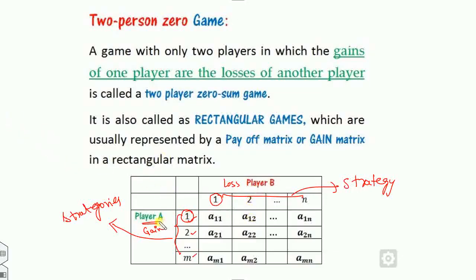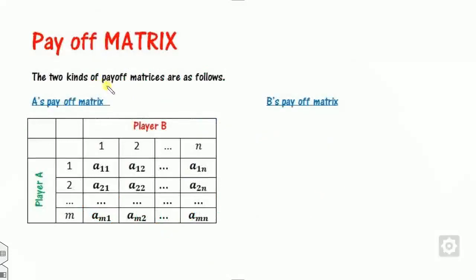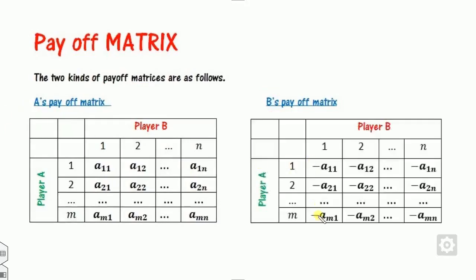Since there are two players, we have two types of strategies, or two types of payoff matrices. One is with respect to A, the second is with respect to B. Since we are talking about a two-person zero-sum game, if this is a payoff matrix for player A, then what is a win for A is a loss for B. So how do you convert this matrix into the loss? Simply, you put a negative sign in front of it.